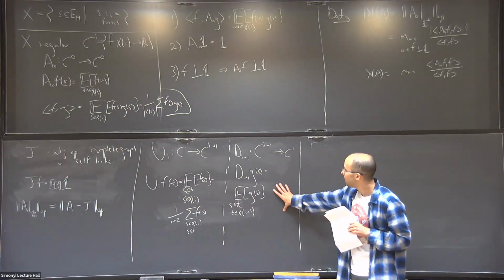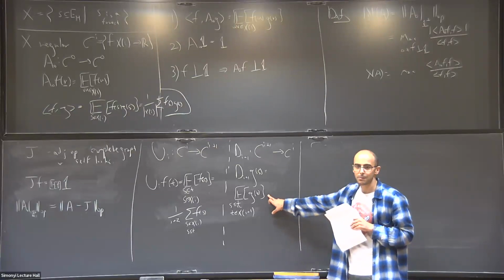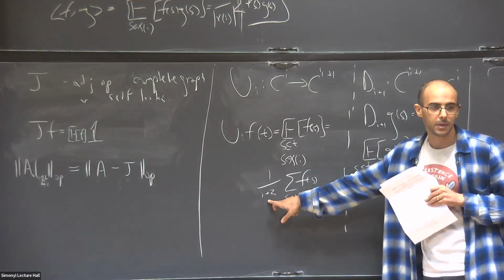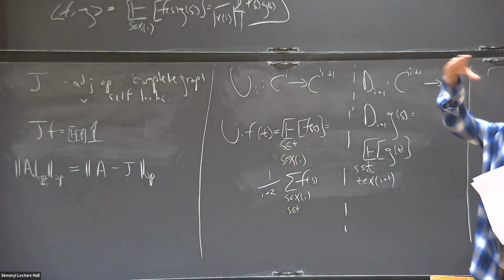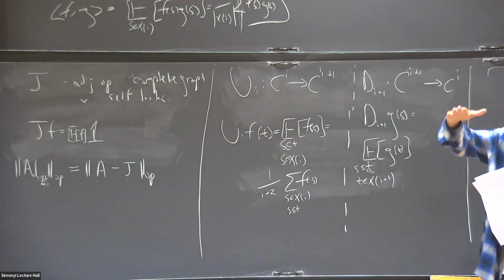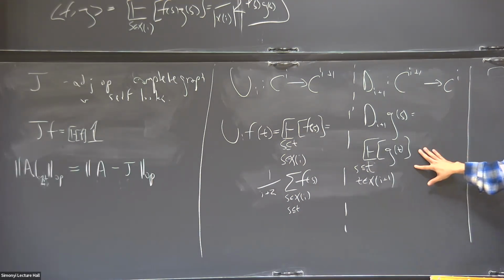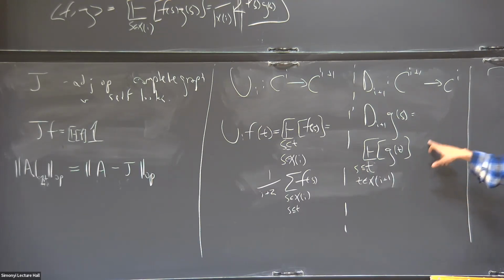Anyway, I just wanted to say that this expectation, here I could always have written 1 over i plus 2, because every set with i plus 2 elements has i plus 2 subsets with one element less. In general, it depends on the regularity of the complex, and if the complex is not regular, then this is a weighted expectation. I'm not going to write it, but in a regular complex, it's at least proportional to the sum of all of these elements.